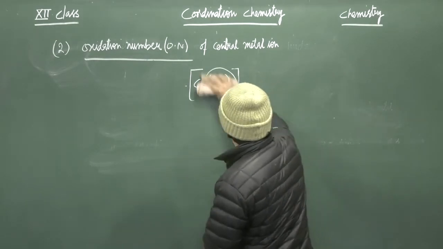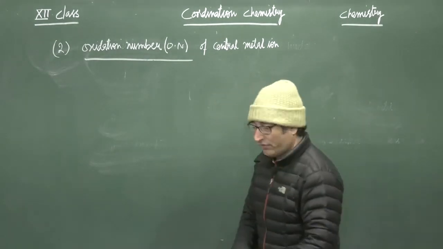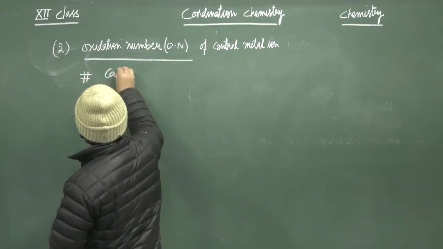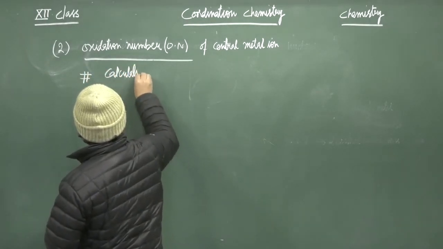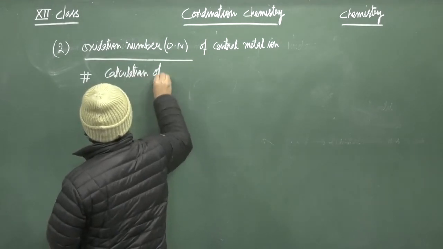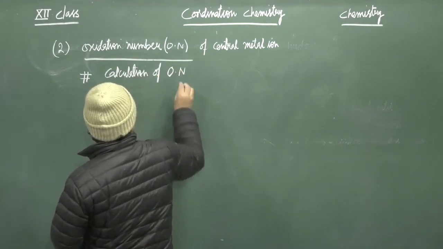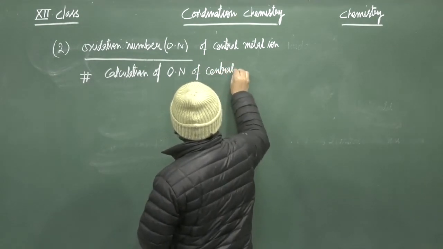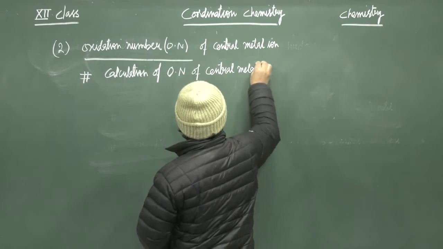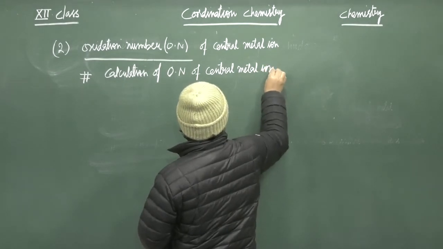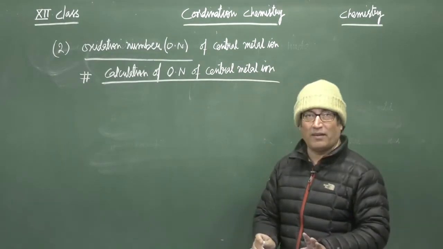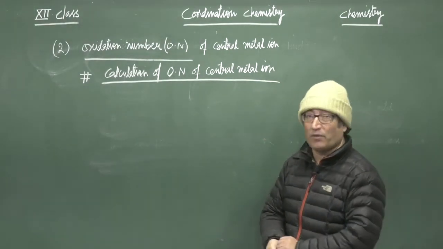How do you calculate the oxidation number of central metal ion? This is our topic, which is calculation of oxidation number of central metal ion in a coordination compound or in a coordination entity. How do you calculate it? We don't know it. We know the metal ion, but we don't know how much is the charge on it.